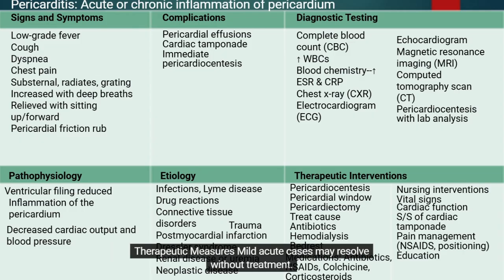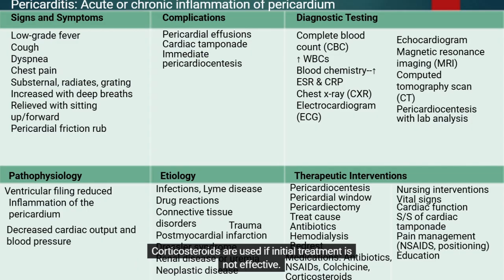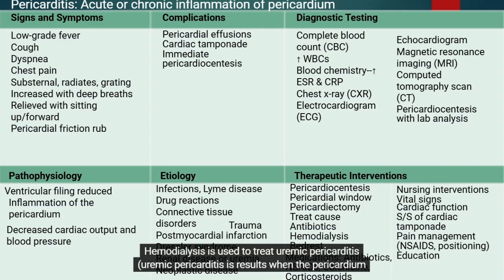Therapeutic measures: mild acute cases may resolve without treatment. The cause is determined for appropriate treatment, such as antibiotics for bacterial infections. NSAIDs or aspirin are given along with colchicine, colsalide to resolve inflammation and reduce pain. Corticosteroids are used if initial treatment is not effective.